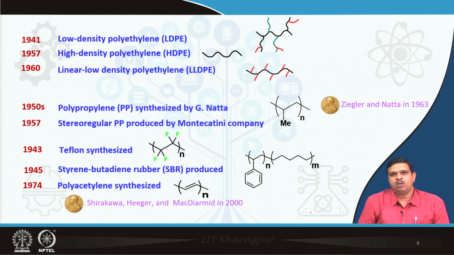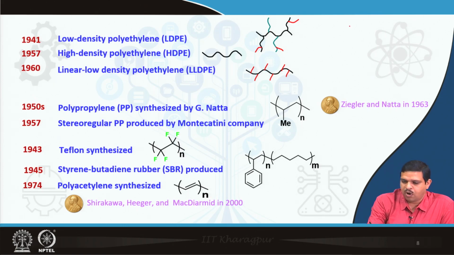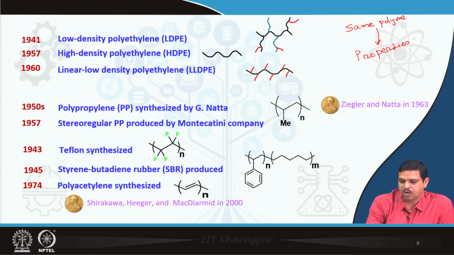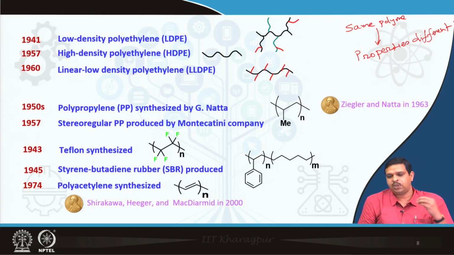Now, depending on the chemical structure, that is the microstructure, the polyethylene properties can also be varied. That is really a very beautiful aspect in polymer chemistry. So, what I am trying to tell you is that you have the same polymer, but the properties are different. That is not possible at all with small molecules. Okay. So, you have the same polymer, but the properties are different.